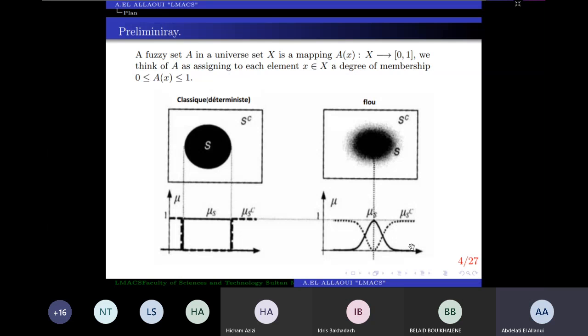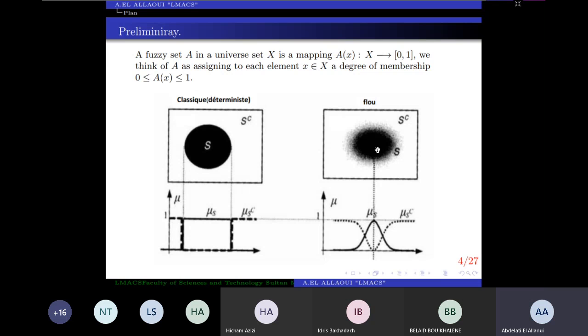So we recall here some tools. We define what we mean by a fuzzy set. It's a subset of a classical set defined on universe X, and it's defined by a mapping defined on X with values in 0, 1, called the membership function, or degree of membership. As you see here, this is a classical set characterized by the characteristic function, with values in 0, 1, and here we have a fuzzy set, characterized by a function with values in 0, 1.